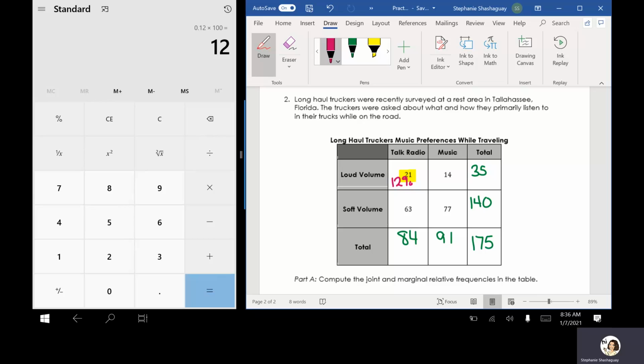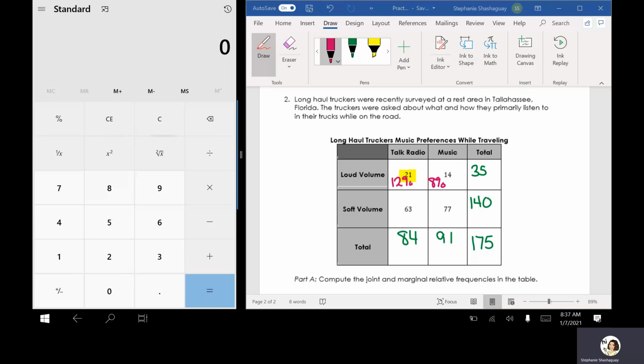Now we're going to do the next one. So music, the number of truckers that listen to music on loud volume. That's going to be 14 divided by 175, and we get 0.08, multiplied by 100 to get our percent. And we find it is 8%.